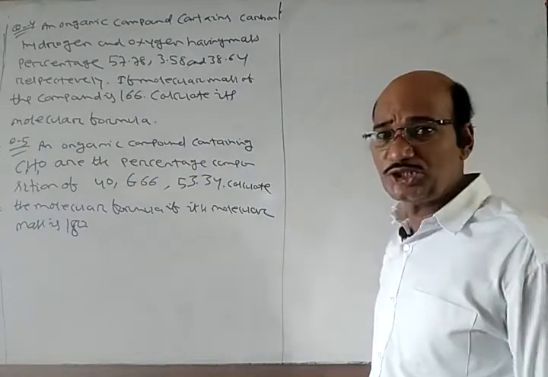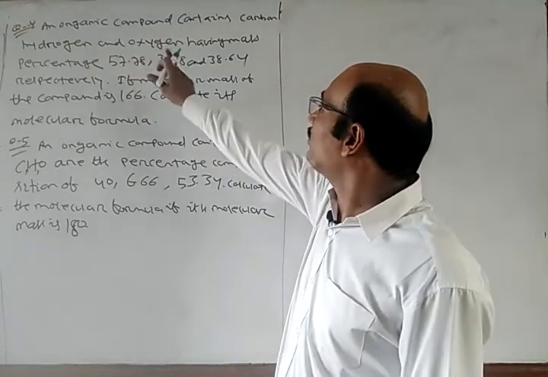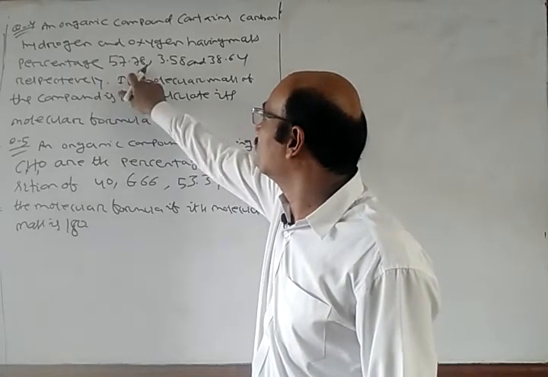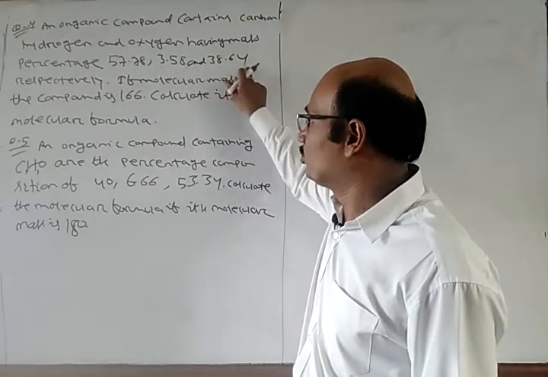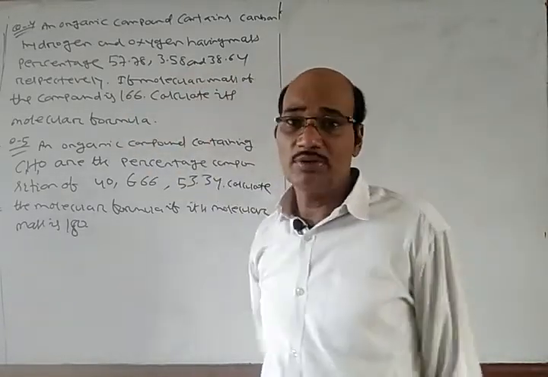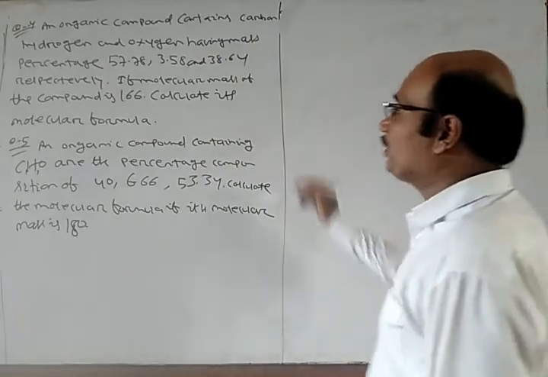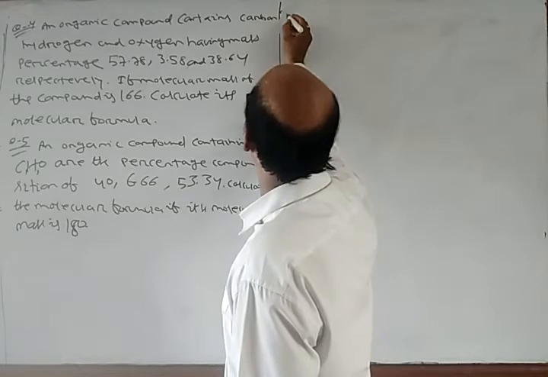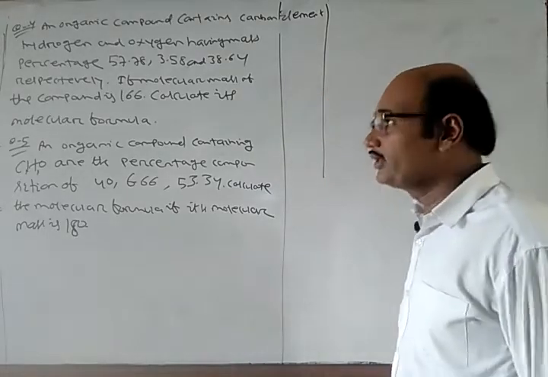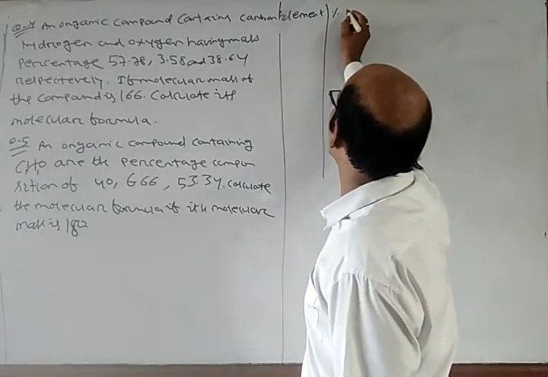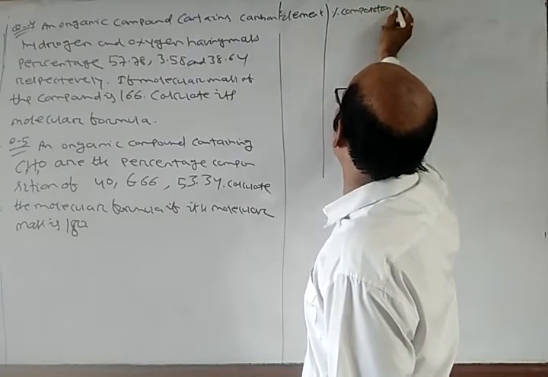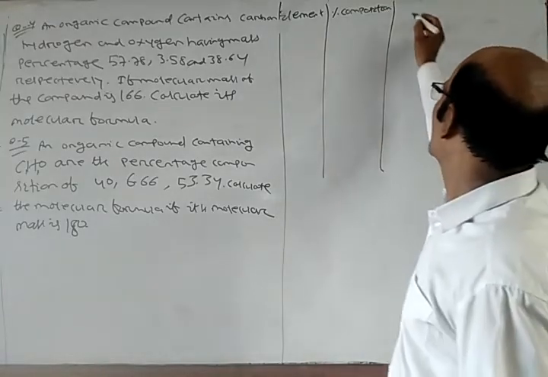Based on the percentage composition, an organic compound contains carbon, hydrogen and oxygen having mass percentage 57.72, 3.52 and 38.64 respectively. And if the molecular mass of the compound is 166, then calculate its molecular formula. So how to calculate? First of all, you make a table. The elements present, whatever there, you can write. Then you can write here the percentage composition, whatever is given. Okay. Then you can add the atomic mass.